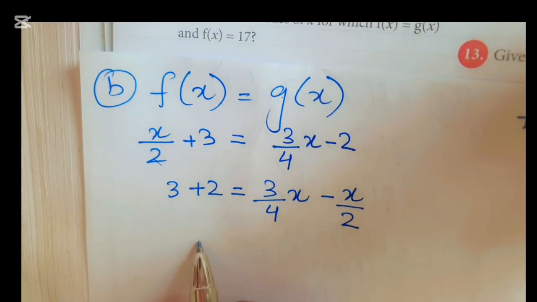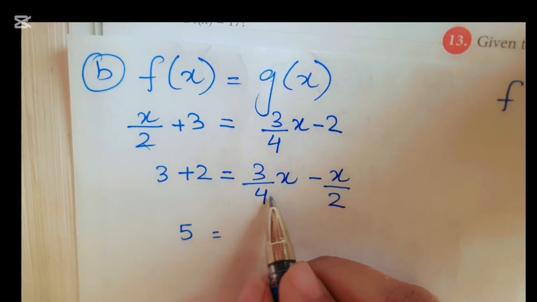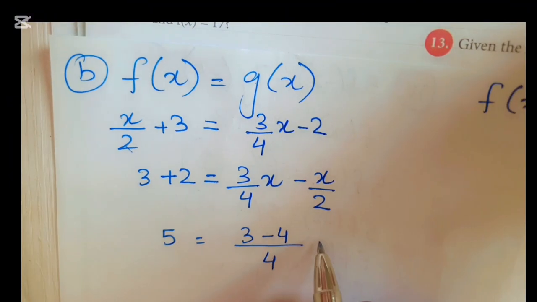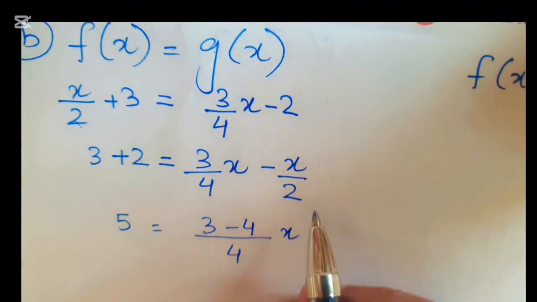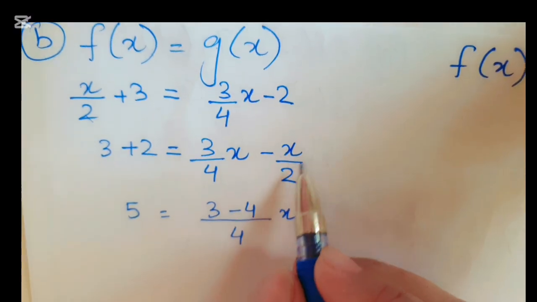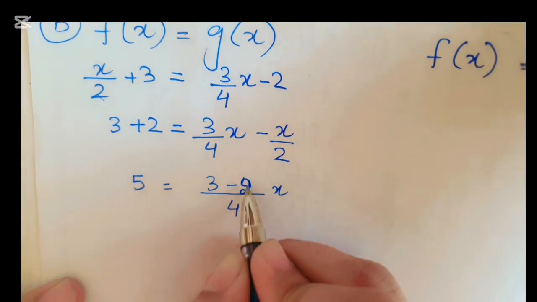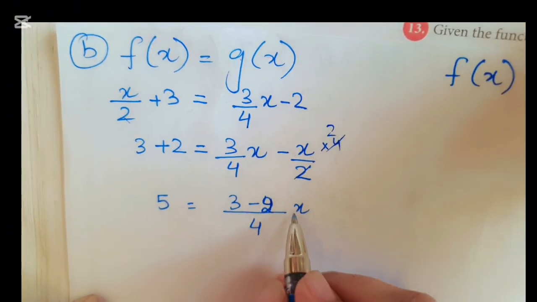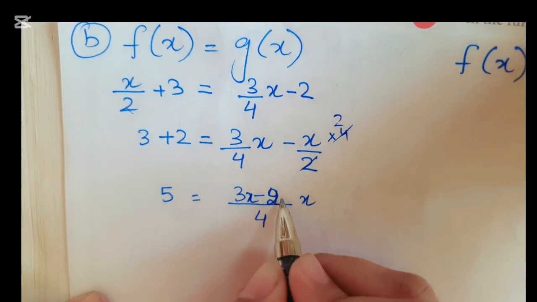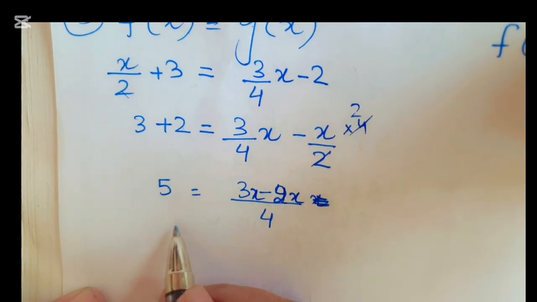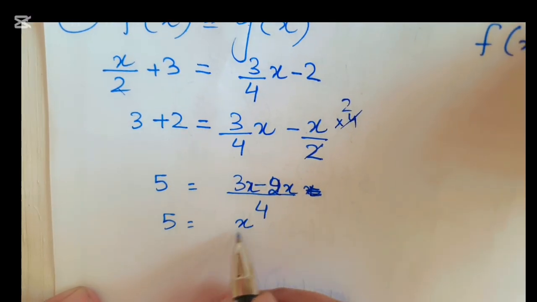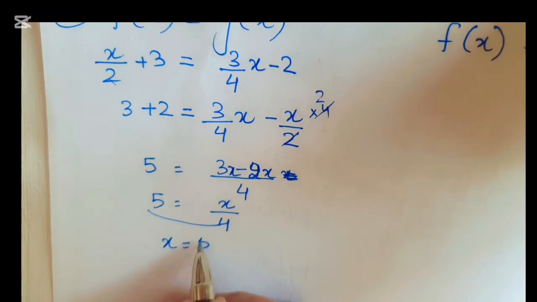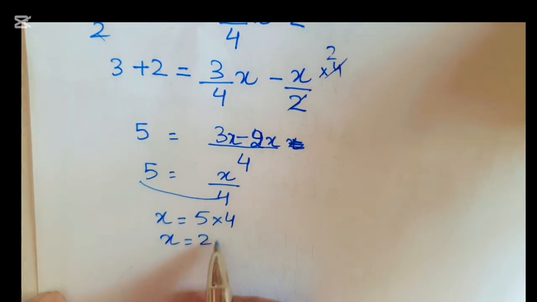So if you add both of them, it would be 5, and if we take the LCM of both of them, we'll get 4, 3x minus 2x. Because if we multiply it by 4 LCM and we cancel out, we'll get 2x, or you can also write it in this way, 3x minus 2x. This is also correct. So 5 is equal to x upon 4, and if we shift 4 on this side, x is equal to 5 times 4, so the value of x is 20.